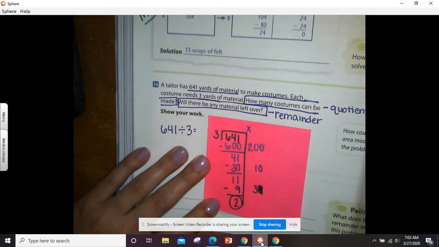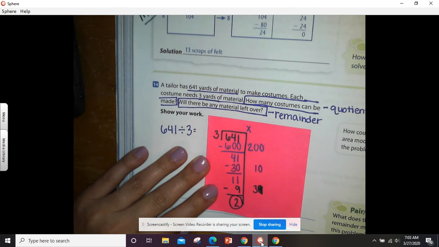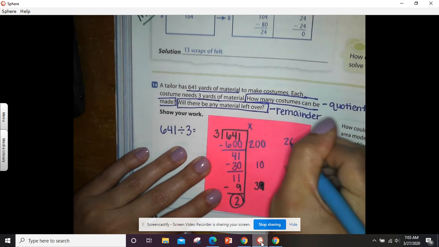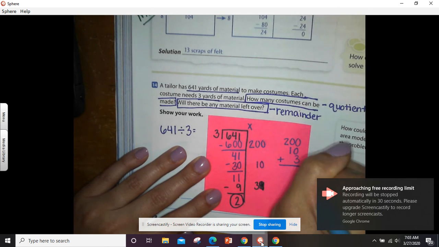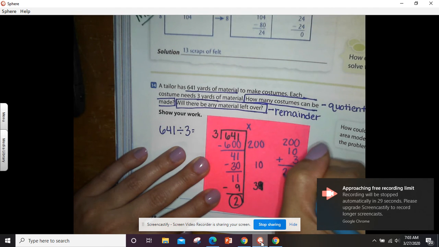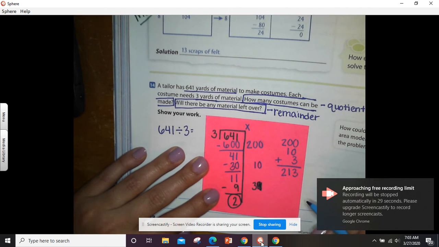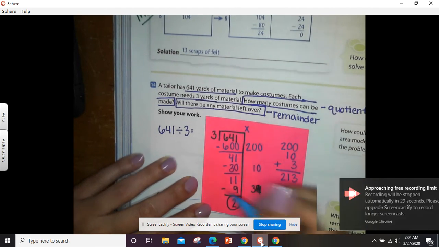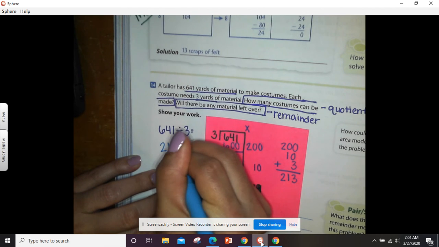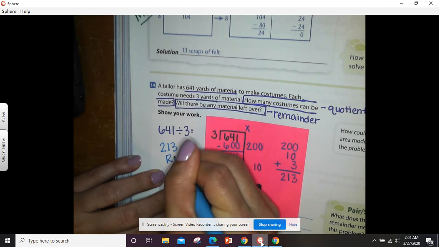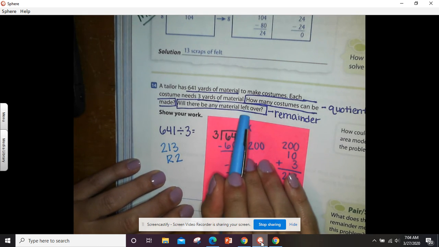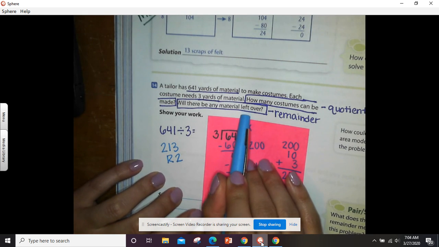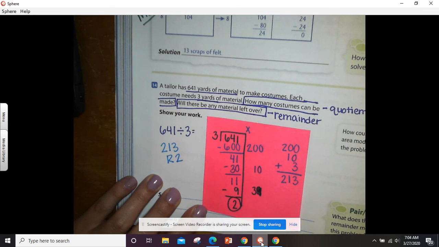To find my quotient, you'll remember that I need to add all these numbers up. 200 plus 10 plus 3 will give me my quotient, and that is going to be 213 with a remainder of 2. So 213 with a remainder of 2 is my answer. There will be 2 yards of fabric left over, and the tailor can make 213 costumes.